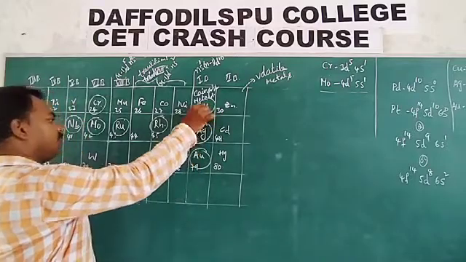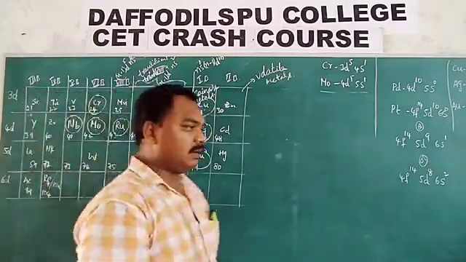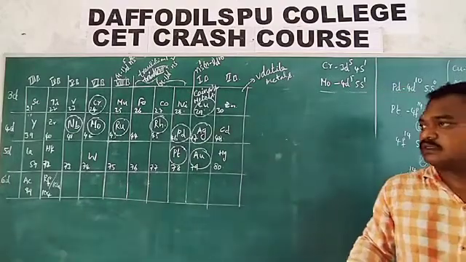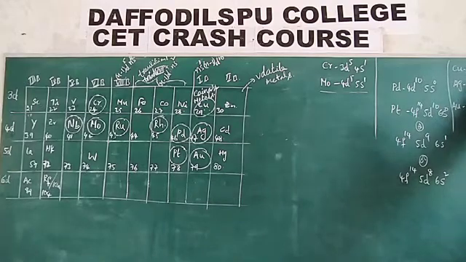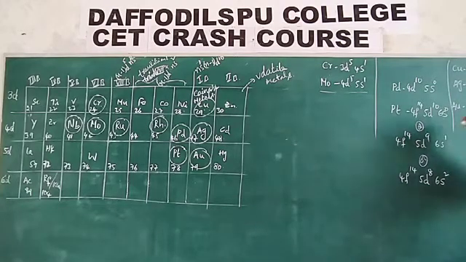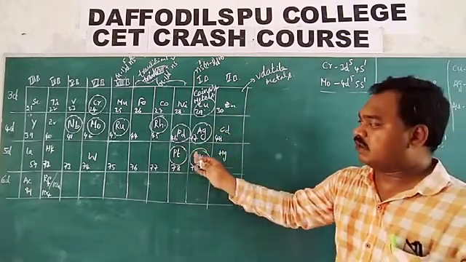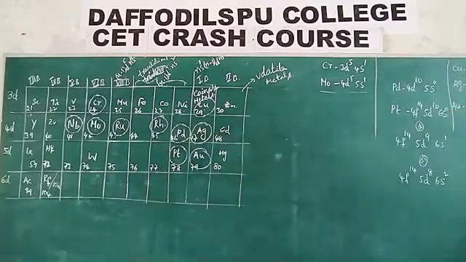Similarly, copper group elements, copper, silver, gold also show abnormal electronic configurations. Copper configuration is 3D10 4s1. Silver electronic configuration is 4D10 5s1. Gold electronic configuration is 5D10 6s1. Look at the electronic configuration. All have the same general electronic configuration: 3D10 4s1, 4D10 5s1, 5D10 6s1.